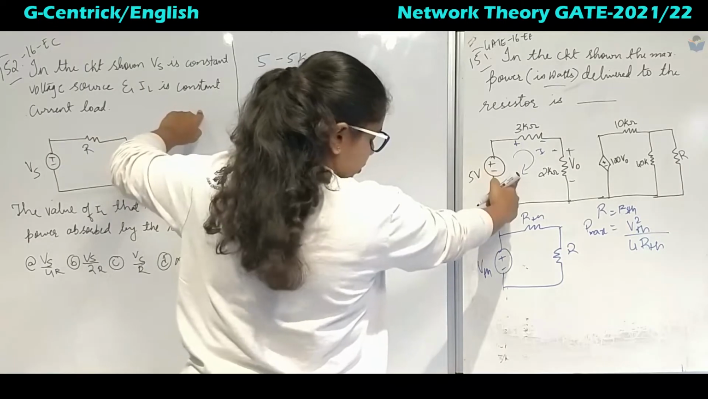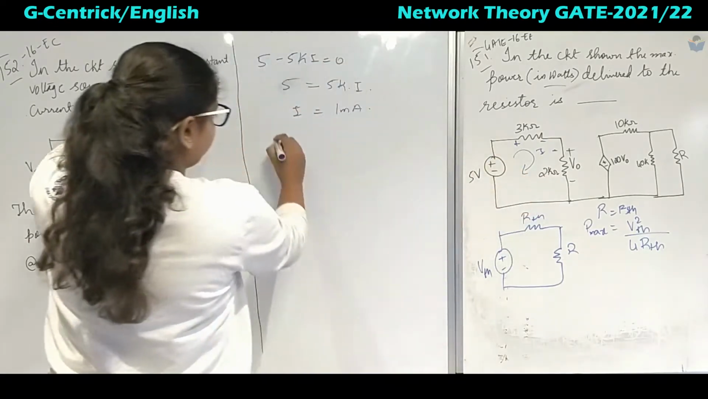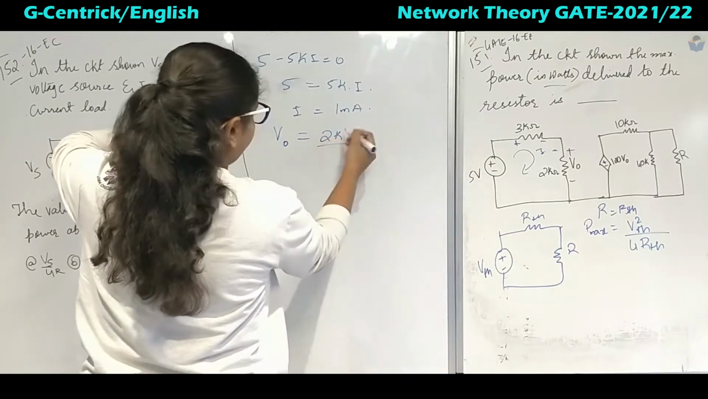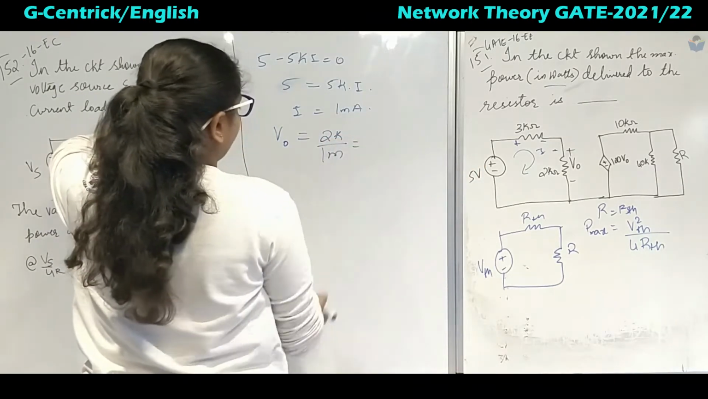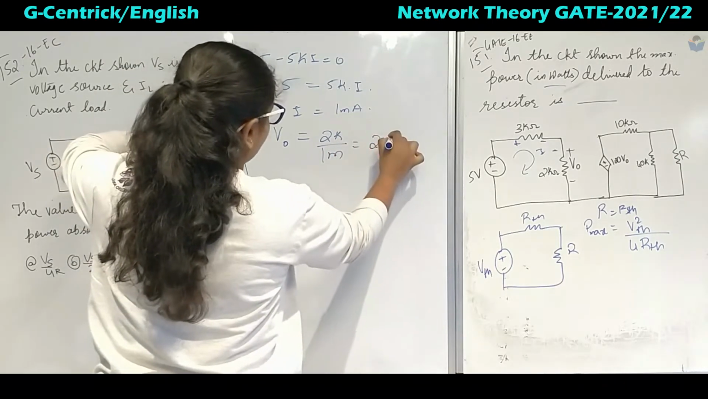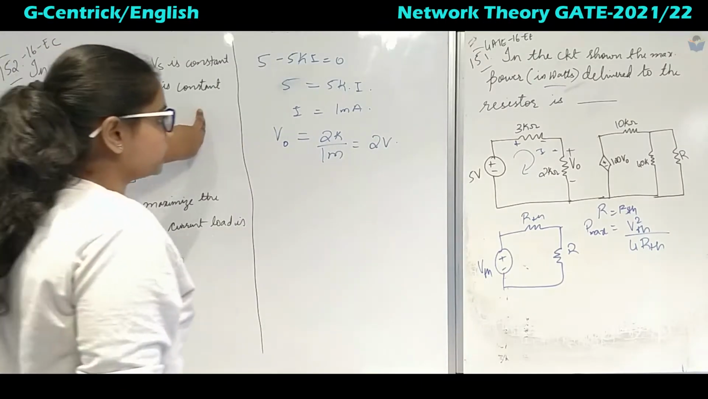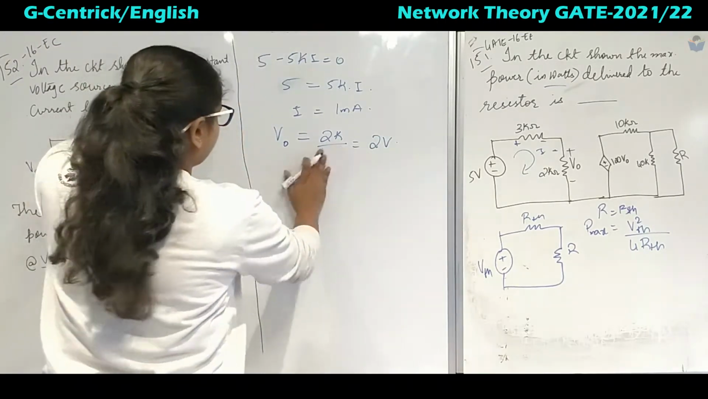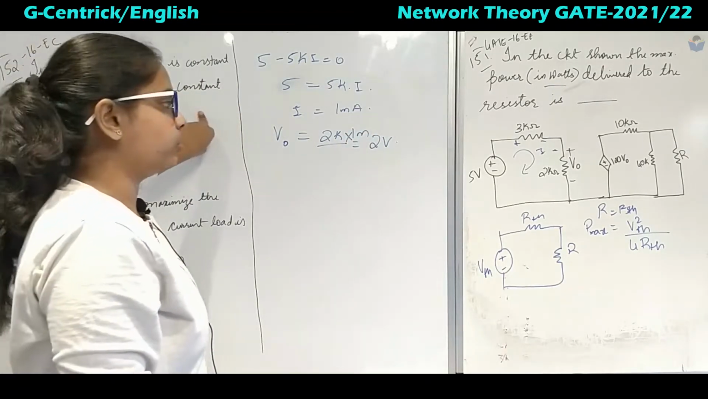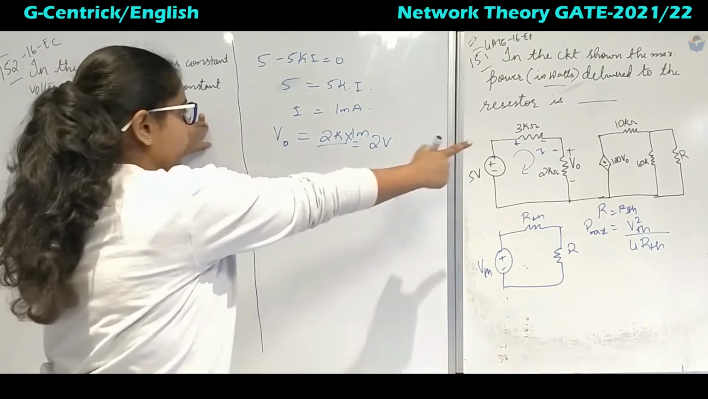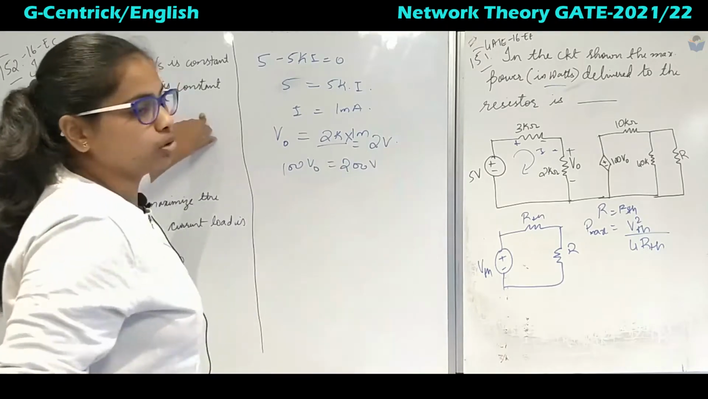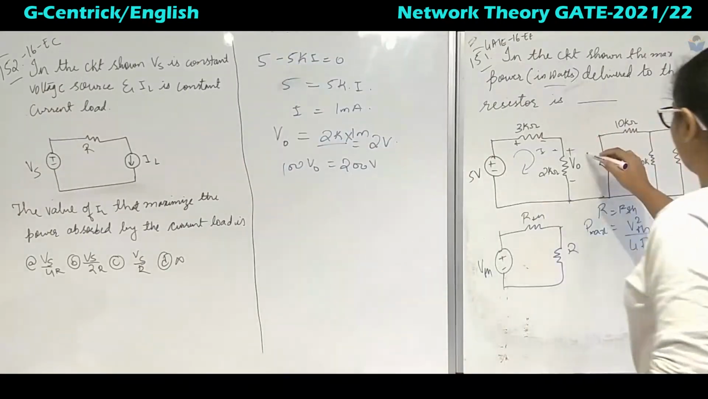So when 1 milliampere is flowing, V0 can be found easily. V0 equals 2 kilo times 1 milli, so this will be 2 volts, since V is equal to I into R. Once you know V0, you can find 100 times V0, which is nothing but 200 volts. So this is 200.